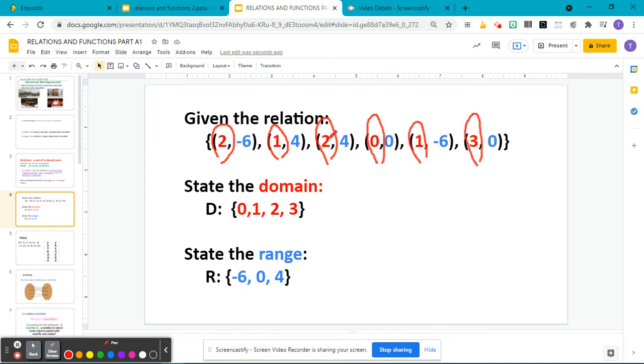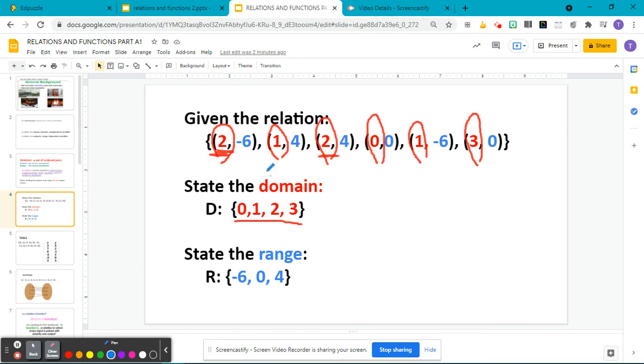I've got a 2 and a 2. I've got a 1 and a 1. Whenever I list them as my domain, I do not repeat. So you notice, starting at the smallest number to the largest, I have a 0. I have a 1 and only 1. I have a 2 and only 1, 2, and I have a 3. I do not repeat, even though there are 2 2s sitting here. When I list my domain, my x coordinates, I do not repeat.